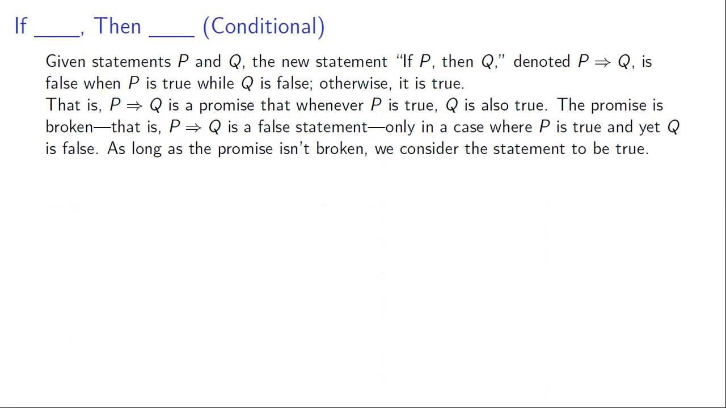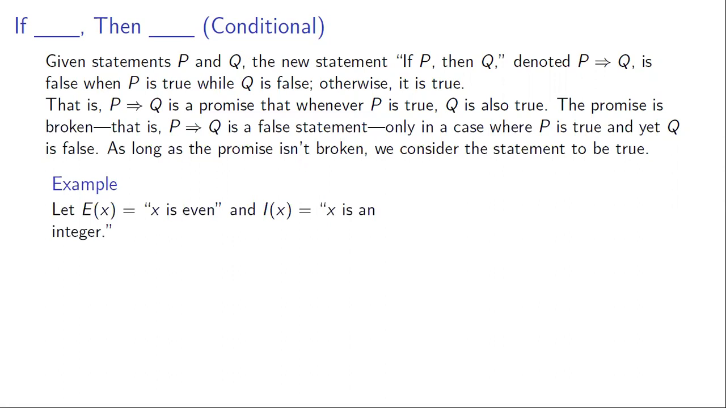So think about how this promise could be broken. "If P then Q" is a false statement only in a case where P is true and yet Q is false. That's the only way for the promise to be broken. The promise says if P happens, then Q has to happen. The only way to break that promise is where P is true and yet Q is false. And as long as the promise isn't broken, we consider this statement to be true.